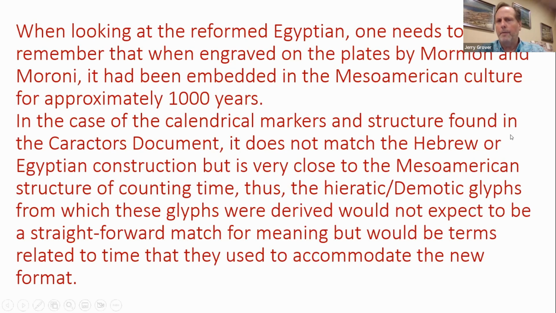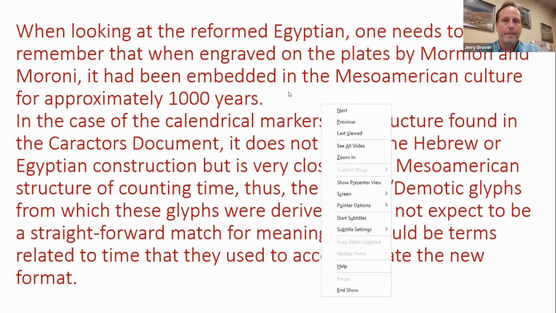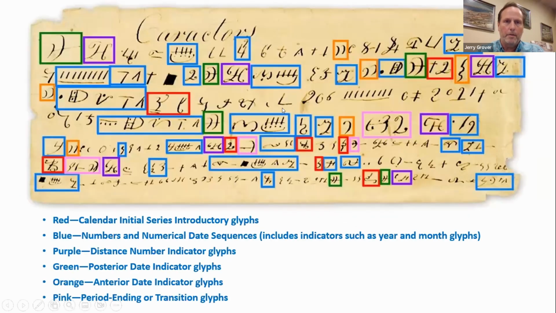So that's why I'm saying we're not necessarily expecting in these particular glyphs a completely straightforward match to meaning, although I can show there is some. Unlike the names and the rest of the text in the characters document, where you can pretty well show the meaning right to our hieratic glyph. So this is the characters document.